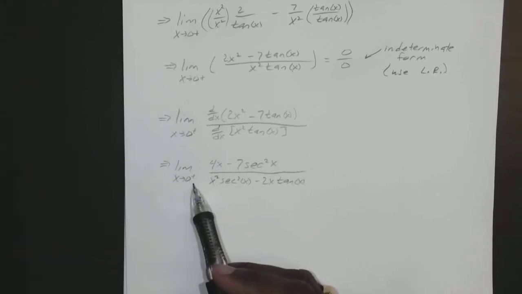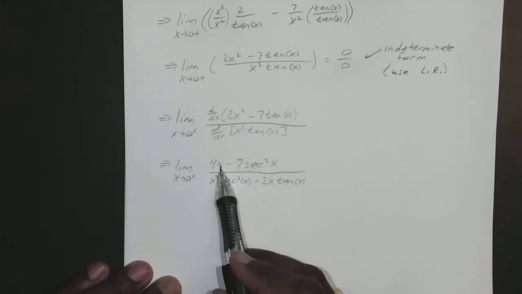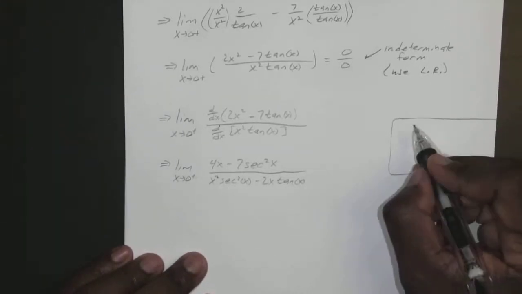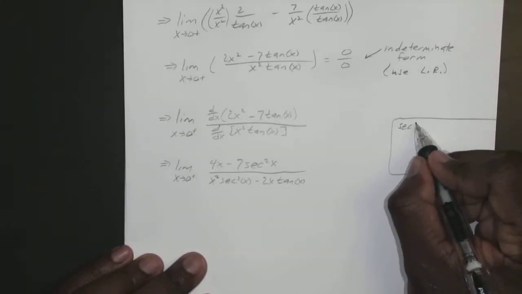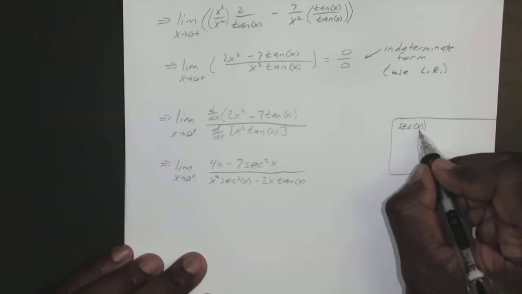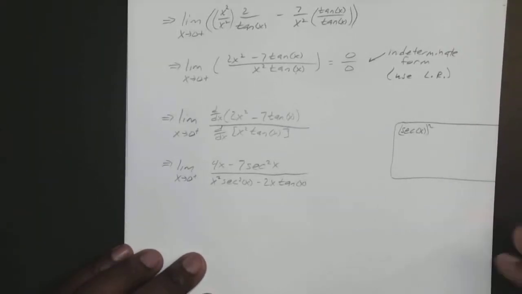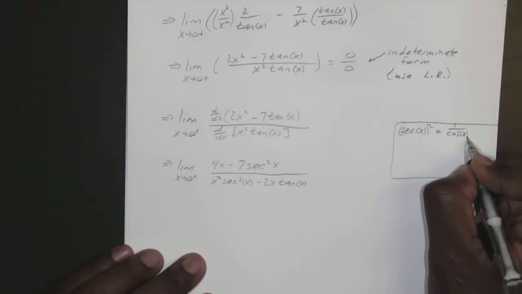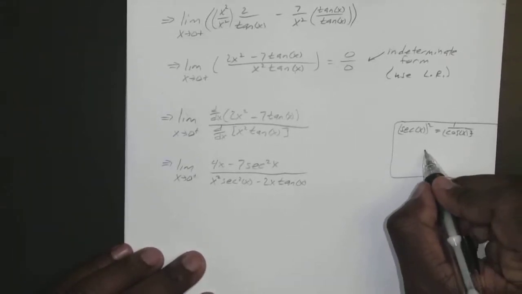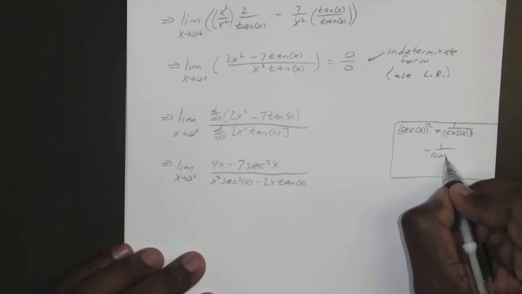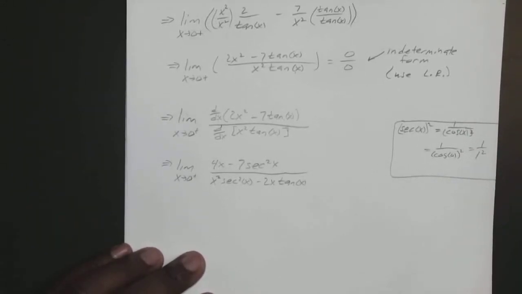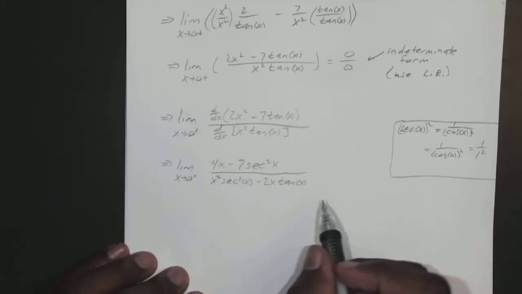Okay, so again, through direct substitution, if we plug in 0, we have 4 times 0, which is 0. And we know that secant squared of x, we can make that secant x squared, which is just 1 over cosine of x squared. So if we plug in 0, that's just 1 over cosine of 0 squared, which is just 1 over 1 squared, which is 1. So this is just negative 7 times 1.